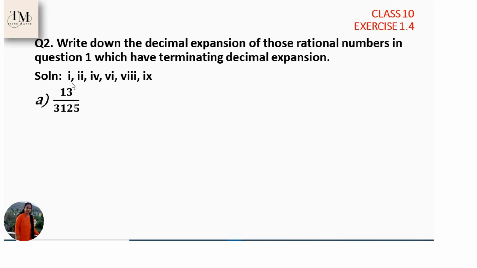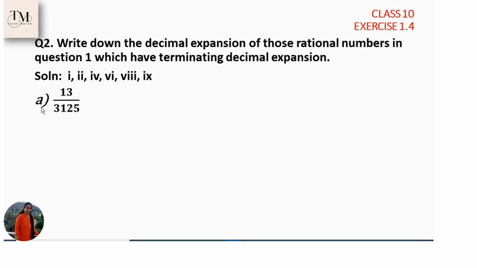Here the questions that have terminating decimal expansion are 1, 2, 4, 6, 8 and 9. All the questions have been solved in the previous video. So if you want, you can refer to the video. Now let us go into this problem. This is question number 2. The first question is 13 divided by 3125.